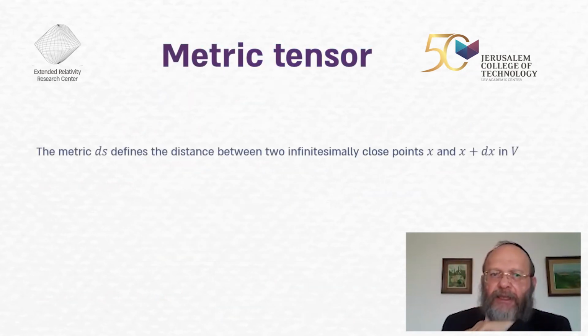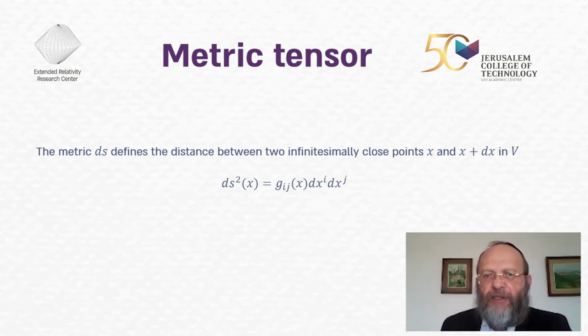The metric ds defines the distance between two infinitesimally close points x and x plus dx. That's exactly what I said. We want to measure the distance between two close points in some vector space V. In general, the distance has to be a scalar, and it has to depend on x and dx. It turns out it has to be some kind of quadratic form. And this is the formula.